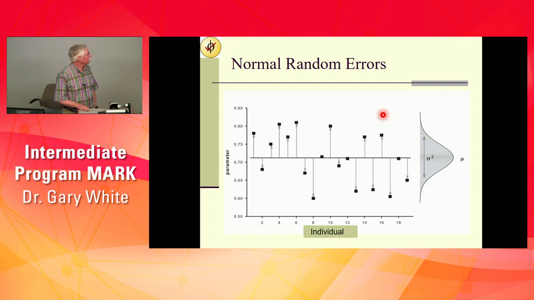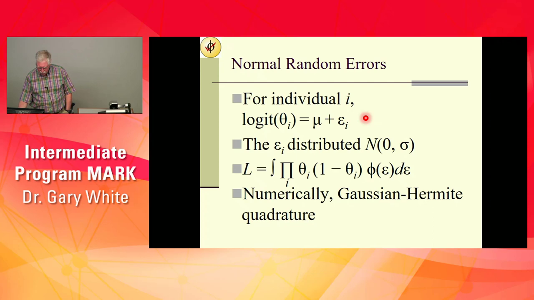And how we do it is, this is where I just wave my hands and go on. We've got this distribution. We know what the logit of p looks like. The epsilons are distributed normally with mean zero and standard deviation sigma. We've got a likelihood where we have to integrate out that random effect. So we actually integrate, where phi sub epsilon is the normal distribution for epsilon. We integrate out that effect, and we do that numerically using Gauss-Hermite quadrature.